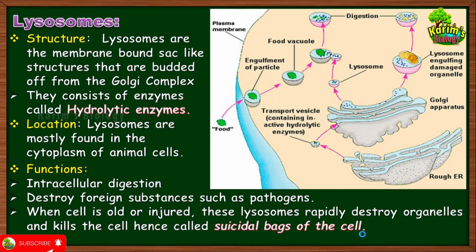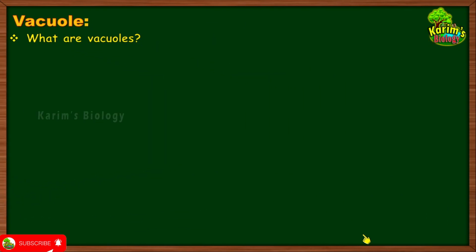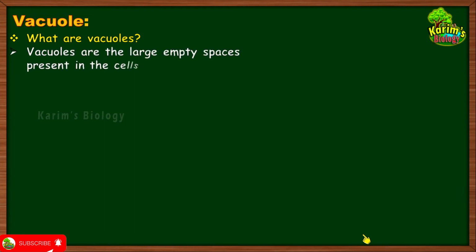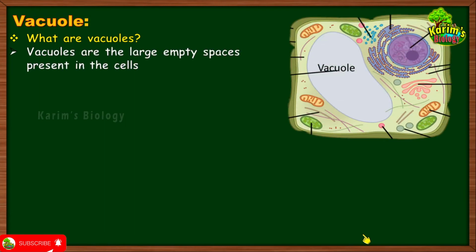Okay, so that's about lysosomes. Now let us discuss vacuoles. First, let us know what vacuoles are. Vacuoles are the large empty spaces present in the cells. So this is a plant cell over here, and I hope that you remember, when you draw the structure of a plant cell, at the middle of the cytoplasm, we usually draw a large balloon-like, bag-like structure which almost occupies the entire cytoplasm. This is a vacuole.